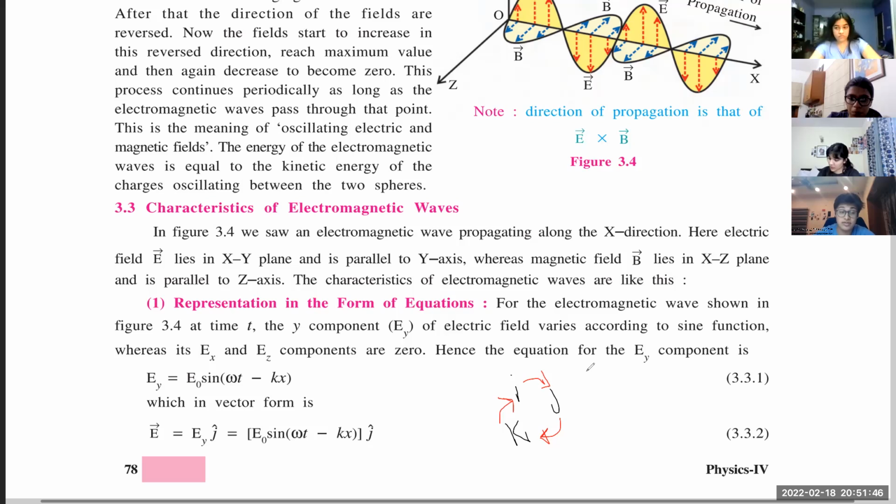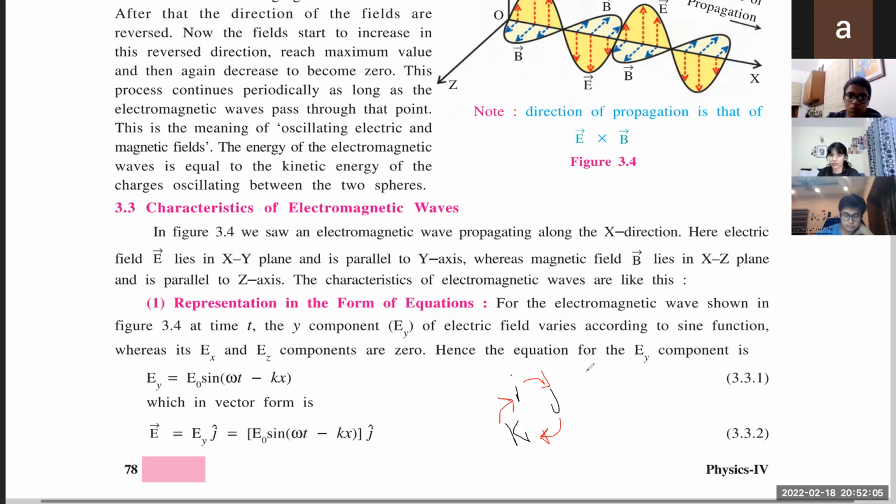Speak louder. J. What is i cross k? Minus j. J cross k? I. K cross j? Minus i. J cross j? 0. Yes.